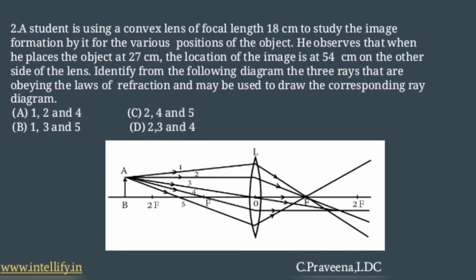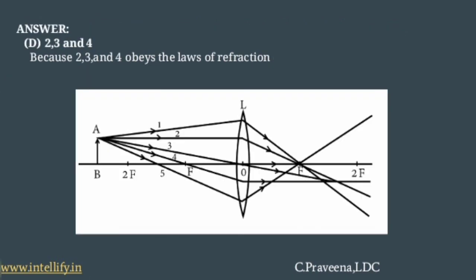Generally, what is known as refraction? It is nothing but the bending of a wave when it enters into another medium, because the speed is different. Here ray 2 is parallel to the principal axis and passes through the principal focus after refraction. And ray 3 passes through the optical center of the lens and emerges without any deviation. Ray 4 passes through the principal focus and after refraction from a convex lens emerges parallel to the principal axis. Rays 1 and 5 do not pass through the focus after refraction, and they are not parallel to the principal axis. So the answer is D, 2, 3, 4, because they obey the laws of refraction.